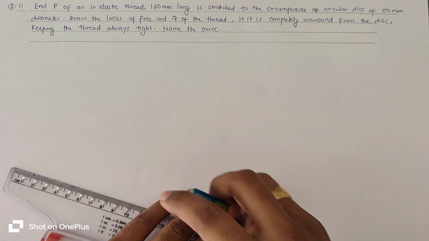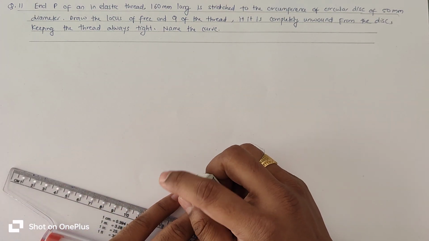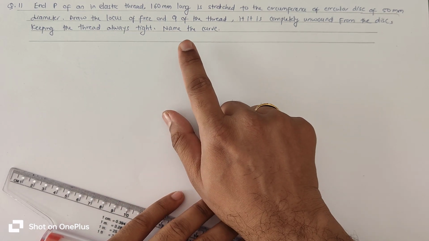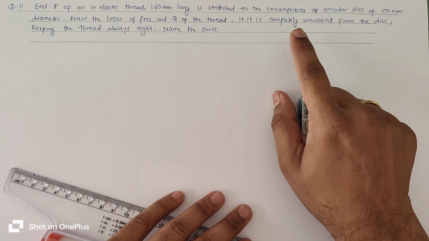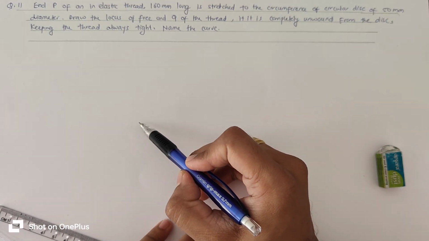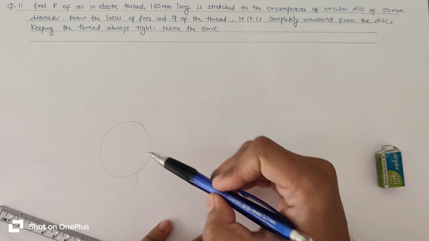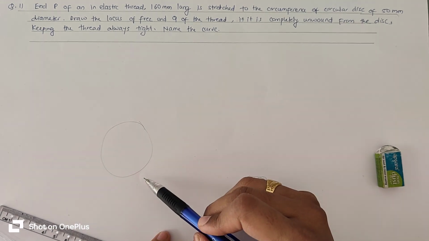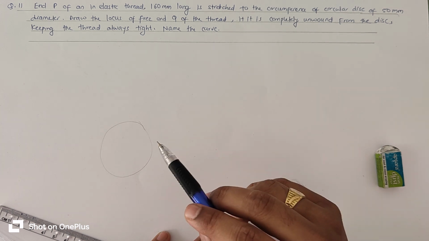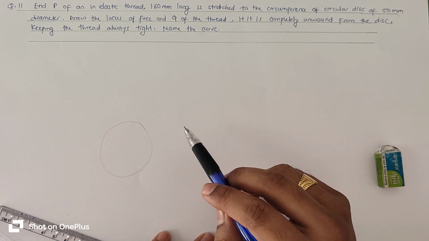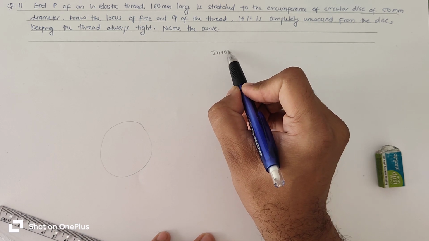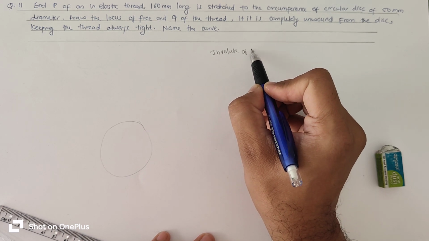Hello friend. So now we will see this question. An inelastic thread 160 mm long is stretched to the circumference of a circular disc. So basically this question is of involute. A thread is wound on a circular disc and then it is unwound, keeping the thread always tight. It means that this curve is the involute of a circle.